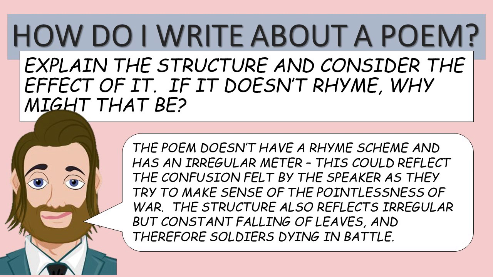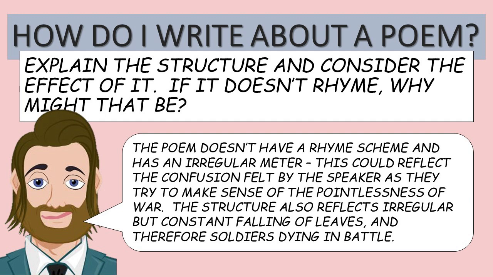Well, the poem doesn't have a rhyme scheme and has an irregular metre. This could reflect the confusion felt by the speaker as they tried to make sense of the pointlessness of war. The structure also reflects the irregular but constant falling of leaves and therefore the soldiers dying in battle. So I've actually said 2 things there. 1, war is chaotic, confusing, maybe senseless. So this lack of rhyme, the lack of the regularity in the metre could reflect this sense of confusion, but also leaves fall in an irregular pattern, and maybe that's reflected by that structure too. So that's my exploration of the structure.